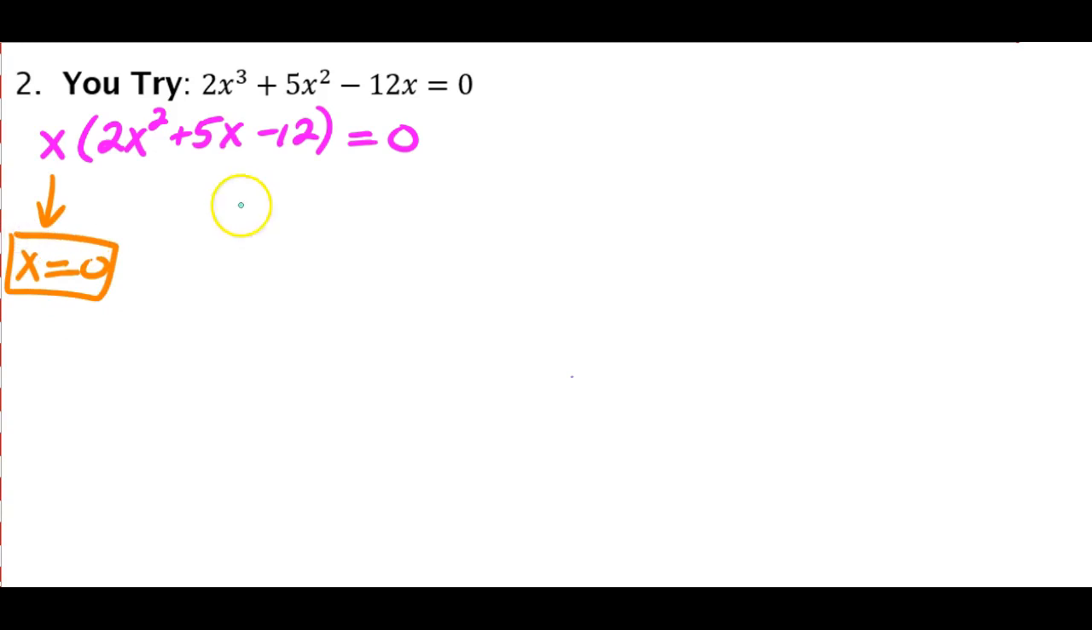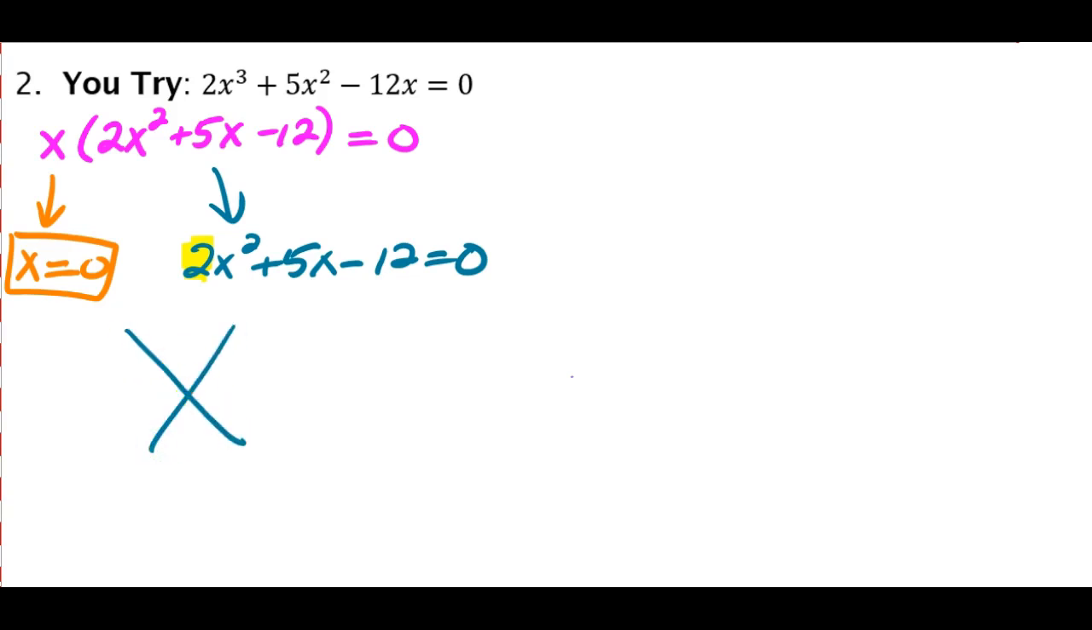The second part of my equation here is going to give me my other two answers, and this is going to be a little bit more work. So now I have a trinomial, and because I have a number here in front, that tells me that this is going to be a hard diamond, or a grouping diamond. So I'm going to do my diamond, and my top number here is going to be 2 times negative 12, which is negative 24. And then my middle number here, which is 5, is going to go down here at the bottom of my diamond.